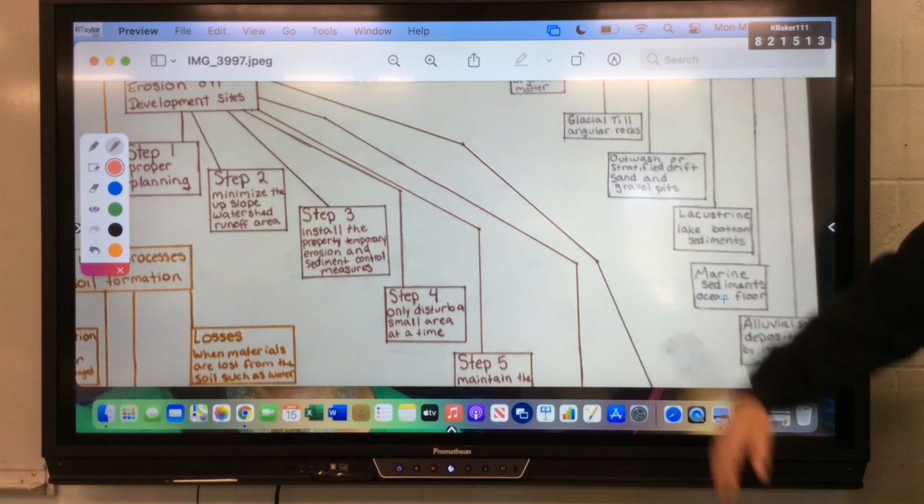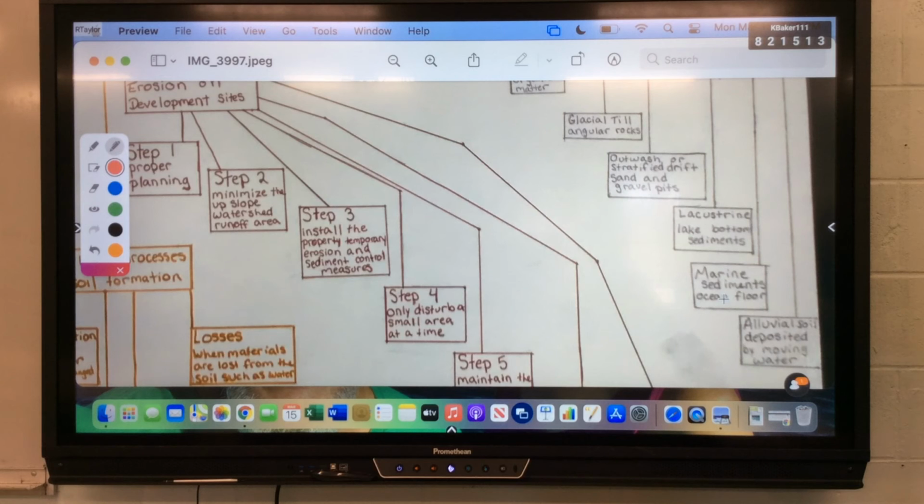So glacial till has angular rocks in it. And it's the most common one. I always tell kids on the Envirothon, if you don't know what the parent material is, guess glacial till, because most soils are glacial till, but not always.